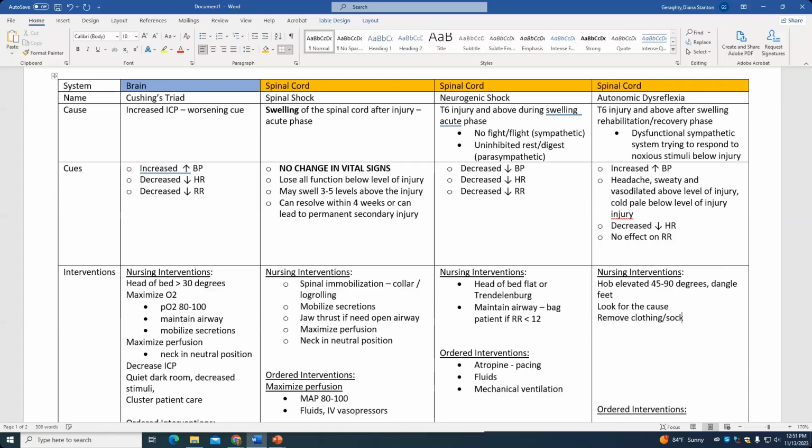And socks. Socks are a big one. Remove clothing and socks. Ask about bowel movement, or look for it. Bladder scan. These are the most common causes. And then wounds or infections. Those are the most common causes: the clothes are too tight, they have a bowel or bladder problem, or they've got wounds or an infection somewhere.